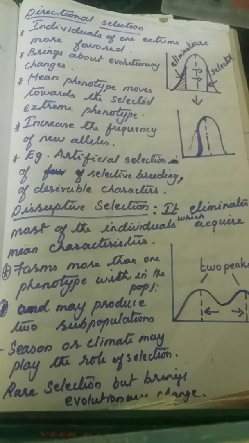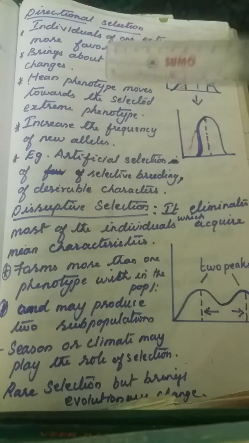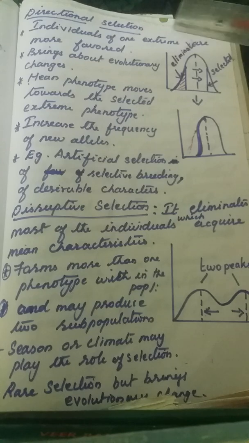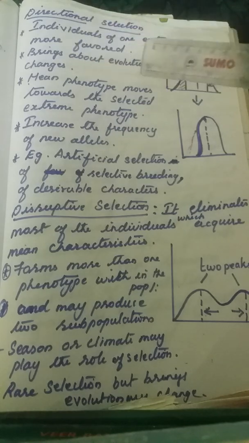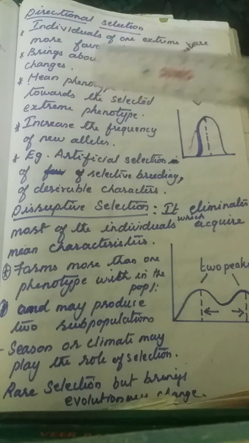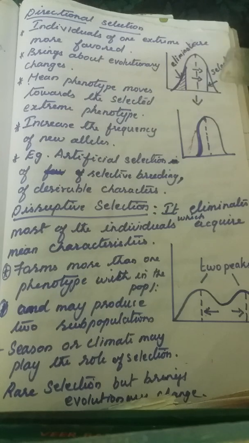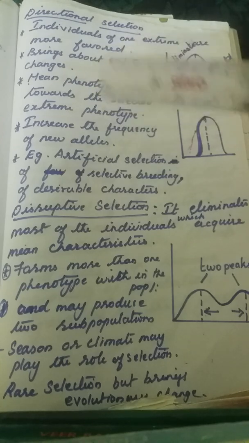Directional selection brings about evolutionary changes. It is not like the first one. The mean phenotype moves towards the selected extreme phenotype and increases the frequency of new alleles. So new alleles can be produced, and there is a possibility to produce new organisms.